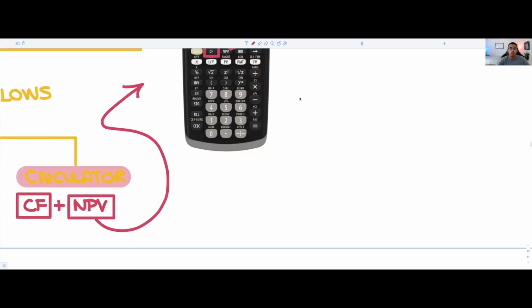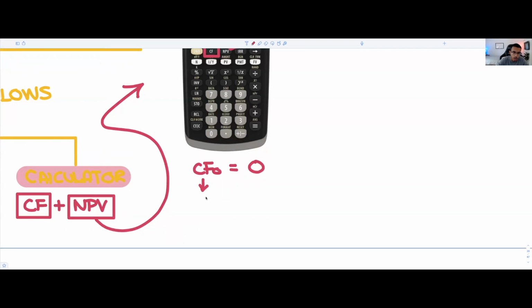The first step is to go into your CF function and press second, clear work. Then for CF0, you're going to put nothing. CF0 will be equal to 0. The reason it's equal to 0 is because we only care about the present value of our individual cash inflows. We don't care about the whole NPV of the project. I'm not going to double down too much on that, but I hope that's clear.